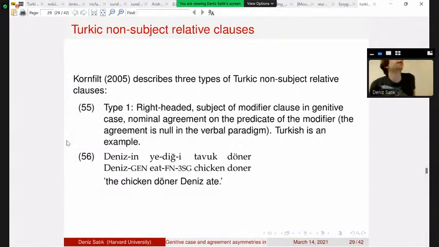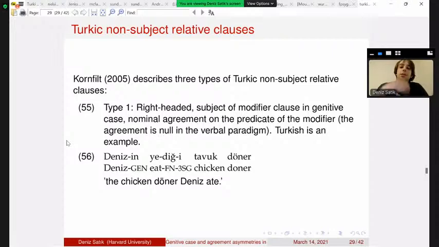So I've been trying to expand the cross-Turkic, I don't even know if that's a word, work on relative clauses. So Kornfilt, 2005, describes 3 types of Turkic relative clauses, and I've tried to extend this to like 5 or maybe even 6 more types of relative clauses, of non-subject relative clauses, I should add. So in type 1, these are the kinds of relative clauses that we have in Turkish.